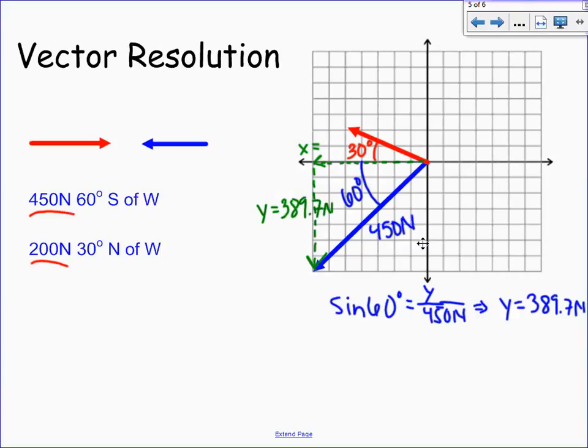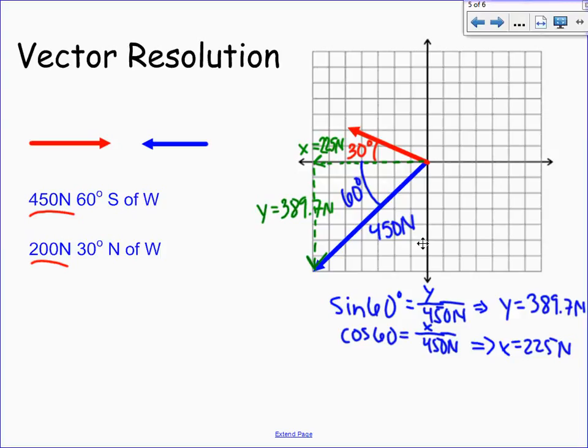Now, let's go ahead and do the same thing for x. For x, it's going to be cosine of 60. And cosine of 60 equals x over 450, which is the hypotenuse. Now, cosine of 60 is one of those special angles. It's 0.5, times 450 is going to give us a value for x of 225 newtons. And so I'm going to go ahead and write that up here, 225 newtons. So I just did vector resolution for my first angle.